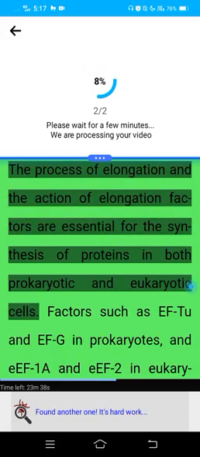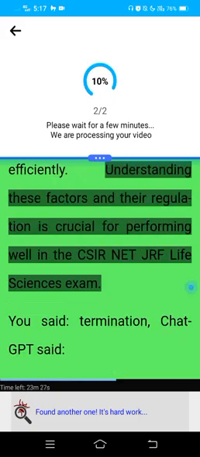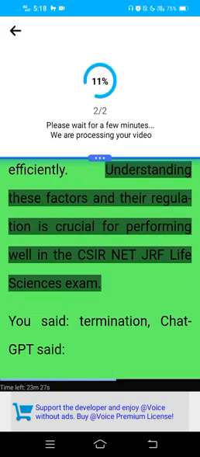Conclusion. The process of elongation and the action of elongation factors are essential for the synthesis of proteins in both prokaryotic and eukaryotic cells. Factors such as EF-Tu and EF-G in prokaryotes, and EF1A and EF2 in eukaryotes ensure that protein synthesis occurs accurately and efficiently. Understanding these factors and their regulation is crucial for performing well in the CSIR NET JRF Life Sciences exam.